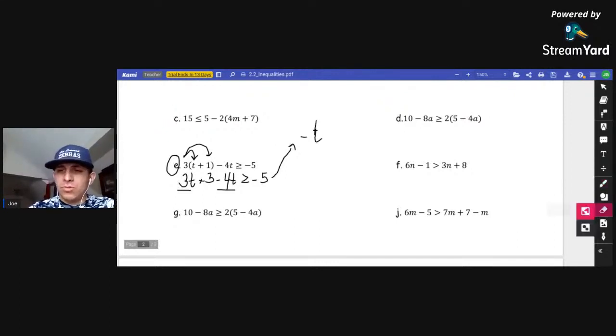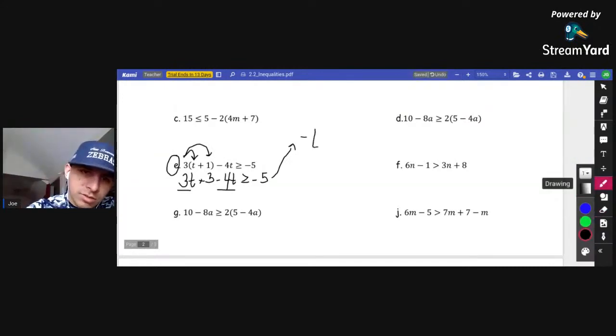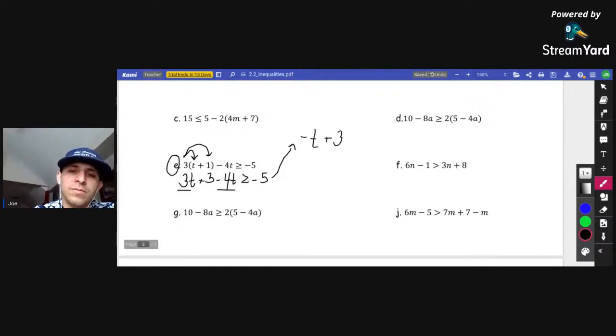That is atrocious. And if you know me personally, you know I take a great deal of pride in my writing. Negative t, right? We did not touch or do anything with the plus 3. It's greater than or equal to -5.